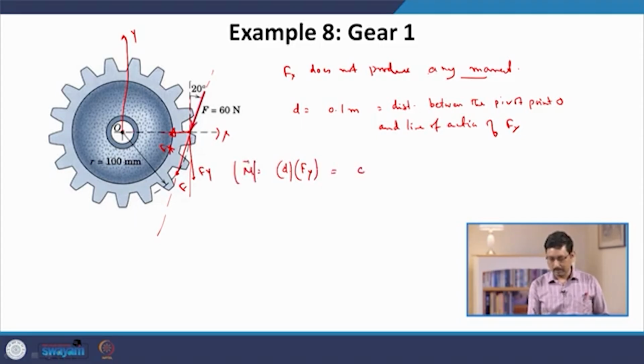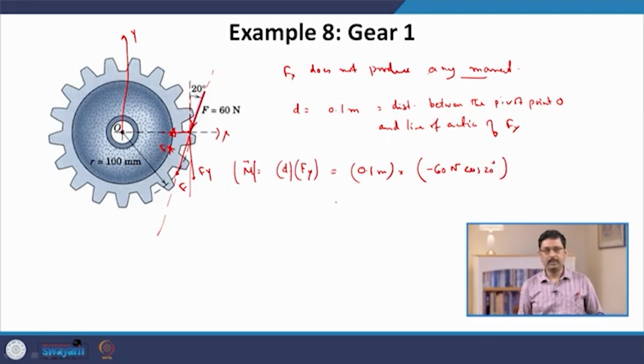and this is going to be given by, again, 60 Newton times cos 20 degree, and you get the same answer as before. And the direction, of course, this will not give you the direction, but the direction you can get from the right hand thumb rule, and it will be vertical and going inside the screen.